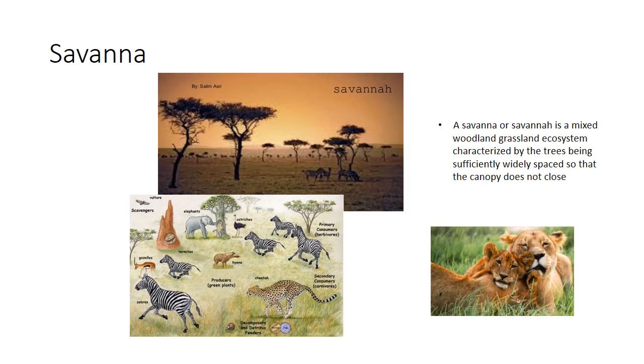Okay, savanna. Savanna is an interesting biome, a mixed woodland grassland ecosystem. So it's some kind of hybrid between a tropical forest, we'll talk about it later, and grassland. The trees are sufficiently widely spaced so that the canopy does not close. In the next couple of slides, you'll see tropical rainforest where the canopy is absolutely complete. It means the tops of the trees form some kind of a blanket over the forest area. It's not the case in savanna.